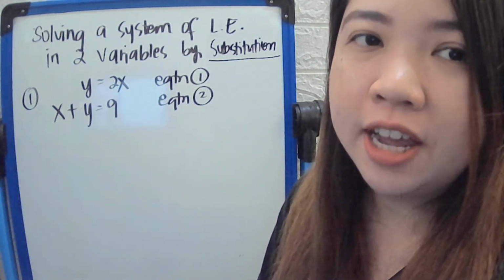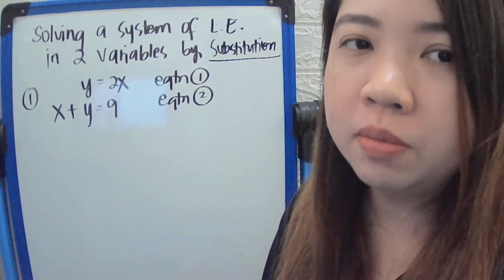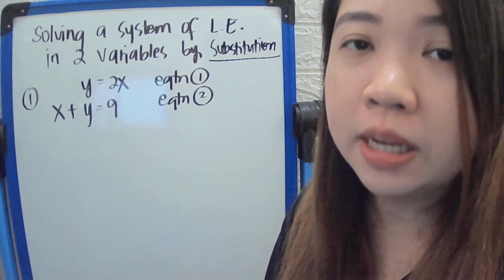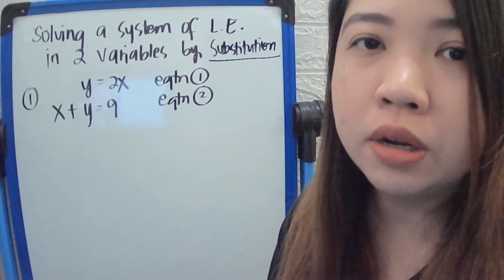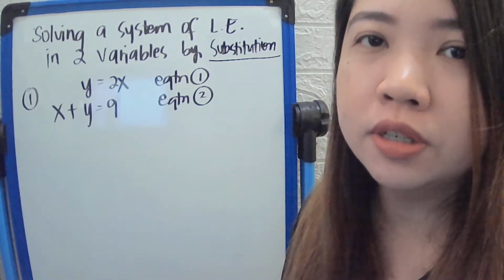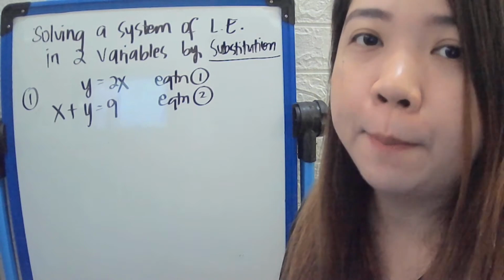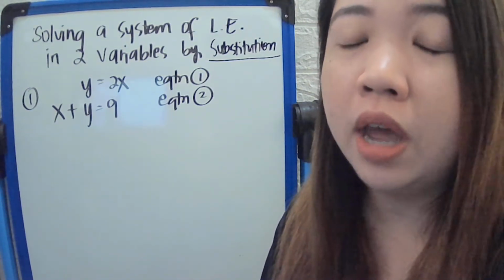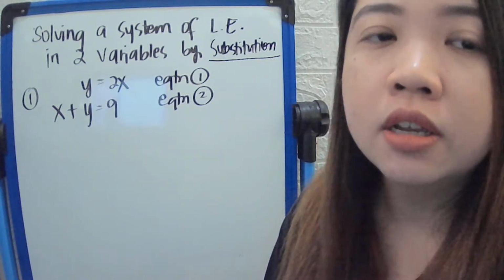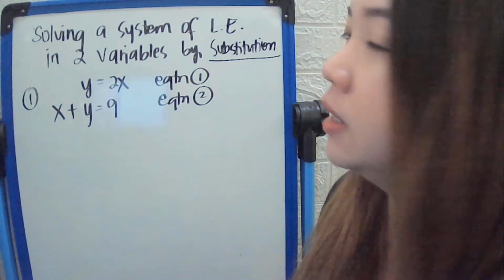Okay, ngayon naman, tayo ay magsasolve ng system of linear equations in two variables by substitution. So, gaya sa basketball, when I say substitution, meron tayong pinapalit doon sa certain tao, di ba? So, dito naman, I will be having two examples for you guys. So, the first example is this system.